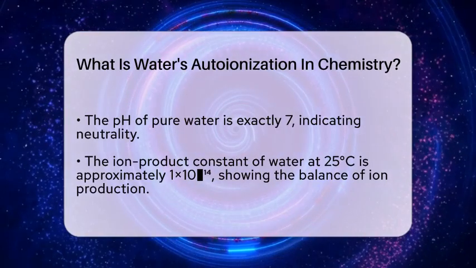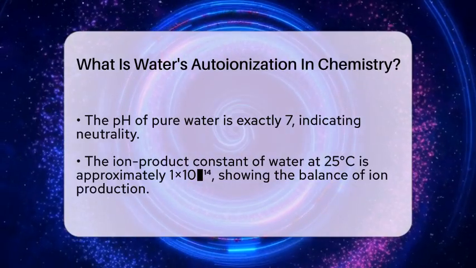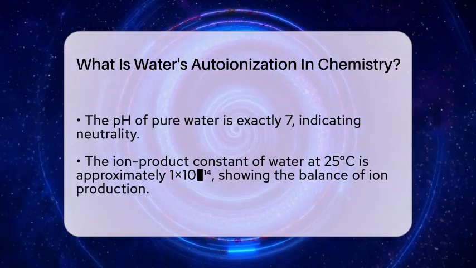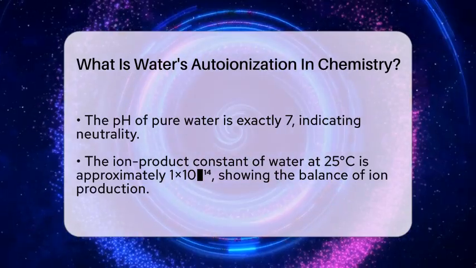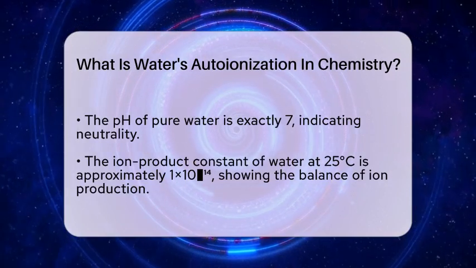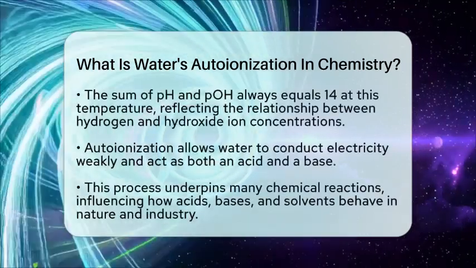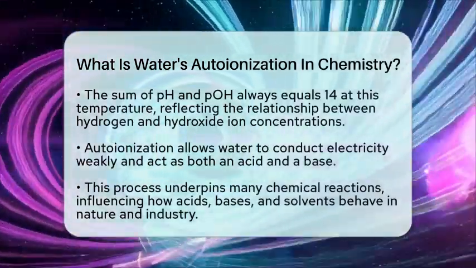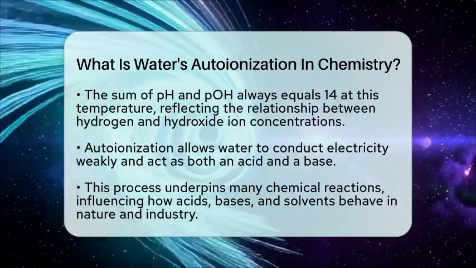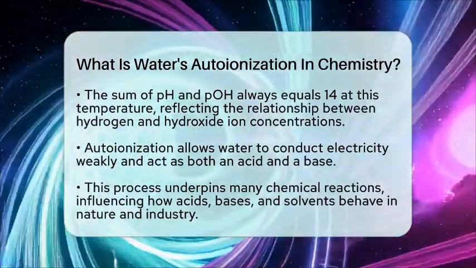From this autoionization process, the relationship between pH and pOH comes into play. The sum of pH and pOH always equals 14 at 25 degrees Celsius. pH measures the concentration of hydronium ions, while pOH measures hydroxide ions. When water autoionizes, it creates a delicate balance that allows it to conduct electricity very weakly and act as both an acid and a base.